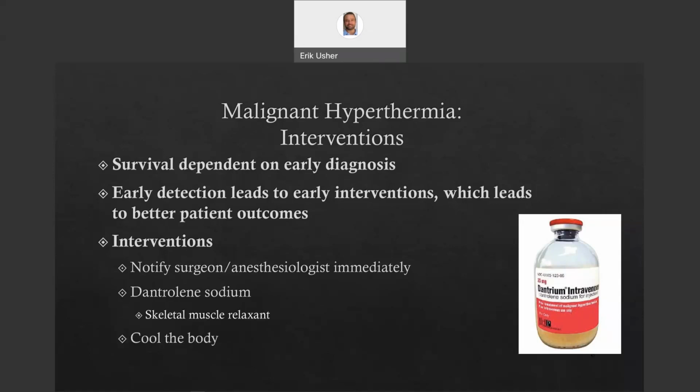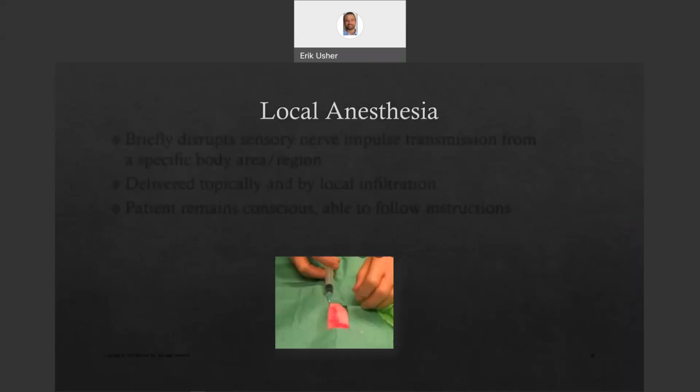And we want to cool the body. We can do that in a number of ways. We can remove the sheets. We can put ice packs in the vascular areas if it's not contraindicated, like the groin over the femoral arteries and the axilla, and even to some degree the carotid arteries, but that'll help lower the body temperature.